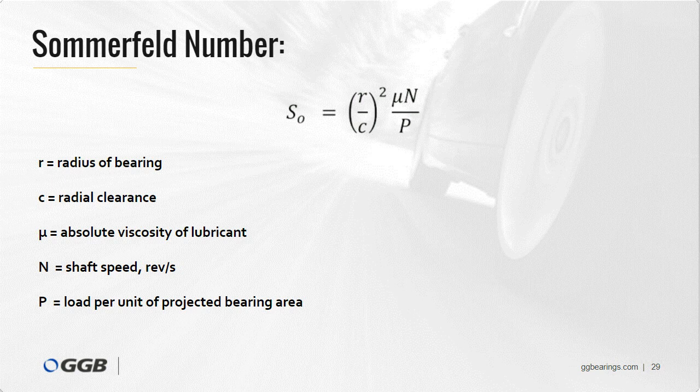The Sommerfeld number, oftentimes referred to as the bearing characteristic number, can be used along with a journal bearing's eccentricity ratio to help determine whether a certain film thickness is suitable for a given application.